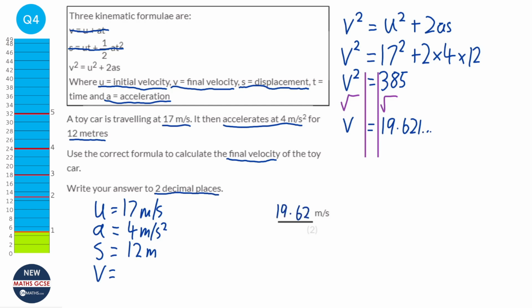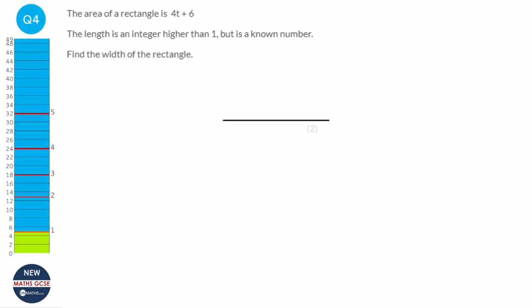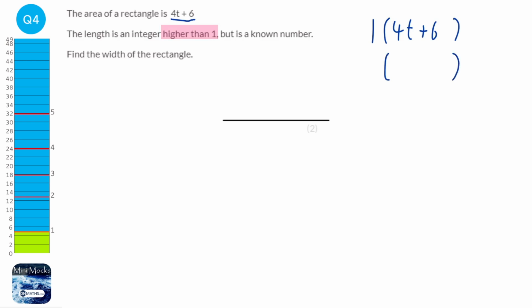19.62 meters per second. So for this question, what we need to do is factorise 4t plus 6. Now factorise means put it into brackets. So if I try, what I can do is I can actually put a 1 on the outside here. So 1 times 4t plus 6 is 4t plus 6, but the question clearly states that it is higher than 1. So we need to find another number that's higher than 1 to factorise this with. So if we look at 4t and 6, well, they're both in the 2 times table. So I can put a 2 on the outside here.